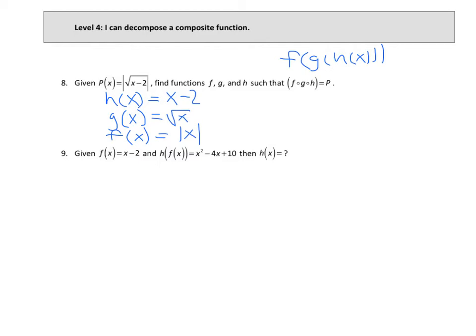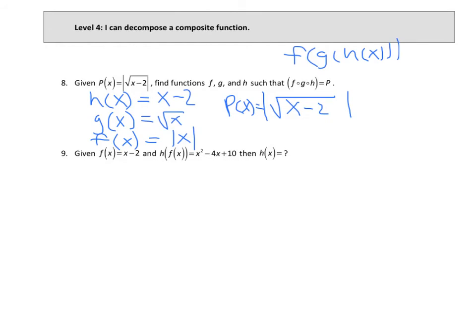And then if we check our answer by composing these functions, plugging h into g and g into f, we get, so h into g would be the square root of x minus 2. Plugging that into f, we get the absolute value of that, which is p of x.